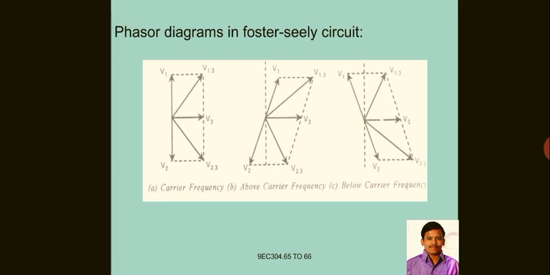Next diagram will be above the carrier frequency, and the next one will be below the carrier frequency. So because of above the carrier frequency, the circuit diagram slightly changes. Not exactly, this is V1, exactly opposite to that V2 will be there, and the remaining all will be the same.